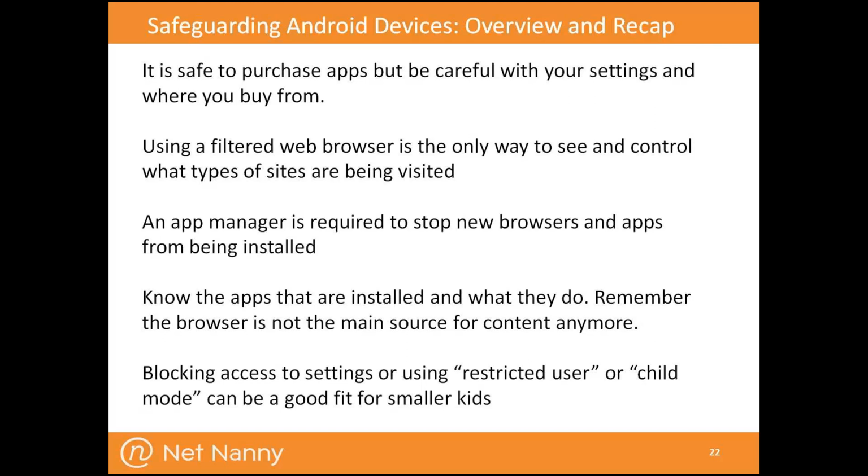Using a filtered web browser is really the only way to see what kinds of websites people are accessing on a mobile device. The existing browsers that are embedded or the other free browsers that are available on the marketplaces will not give you any visibility or any controls, which leads into the second one. You really need an app manager to stop new browsers from being installed, and to also manage the apps that are on the device, because you're going to want to know what apps are being installed and why, and what those apps actually do, which leads into knowing the apps that are installed, like I mentioned in the tips just before.